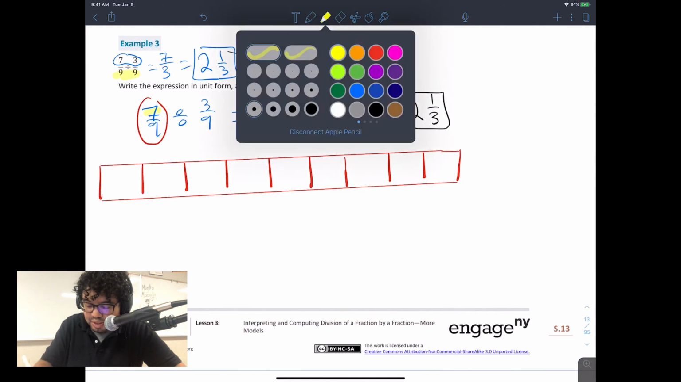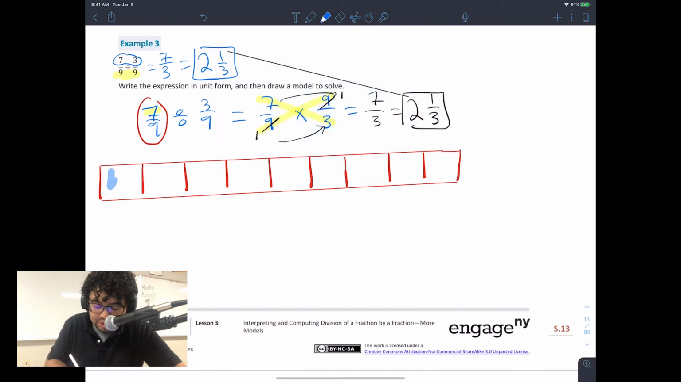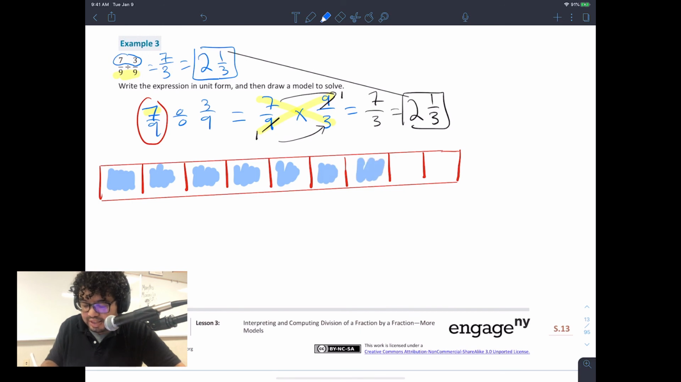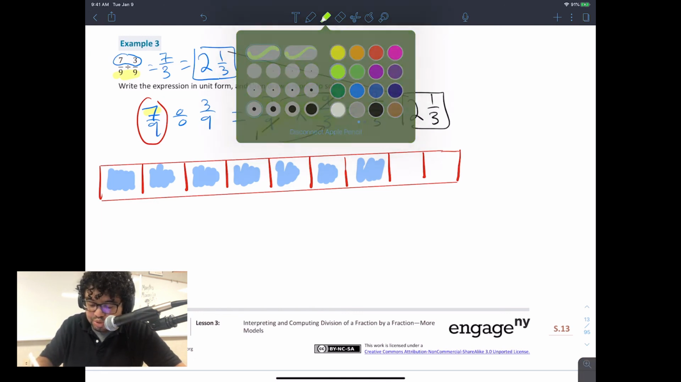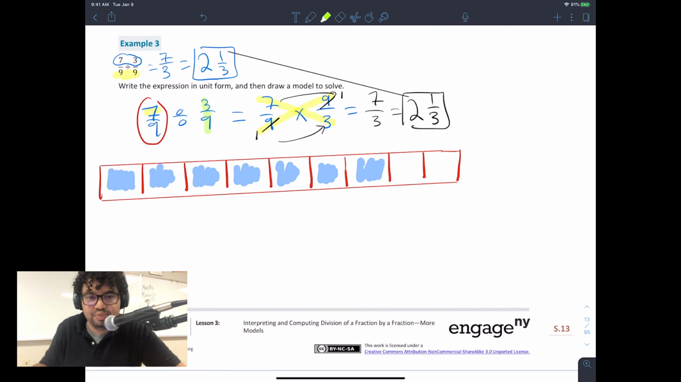Okay, so I'm gonna go ahead and shade in 1, shade 2, shade 3, shade 4, shade 5, 6, and 7 out of the 9. Okay, I only need 7 out of the 9. So now my second fraction says, well, you need to break them into groups of 3/9. Okay, so I need to break them into groups of 3/9.